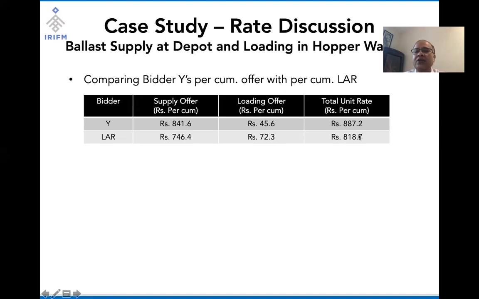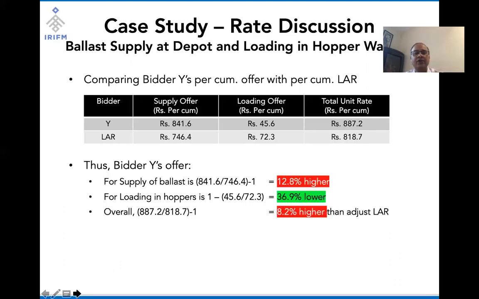So the rate difference is 887 minus 818, so it's roughly about 70 rupees per cubic meter in this case. Now, if you do simple maths, for the supply portion, the rate offered by Y is 12% higher. For the loading portion, the rate offered by L1 is 36%, 37% lower. And on an overall basis, the rate is 8.2% higher than the adjusted LAR. So that is the reality. Now, it is for the tender committee to sit and decide what they are going to do.